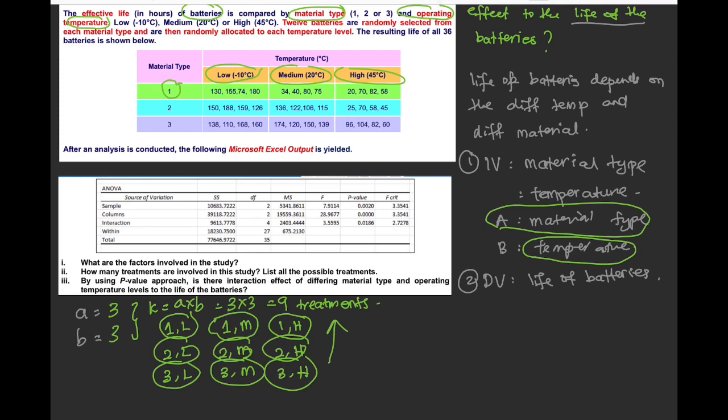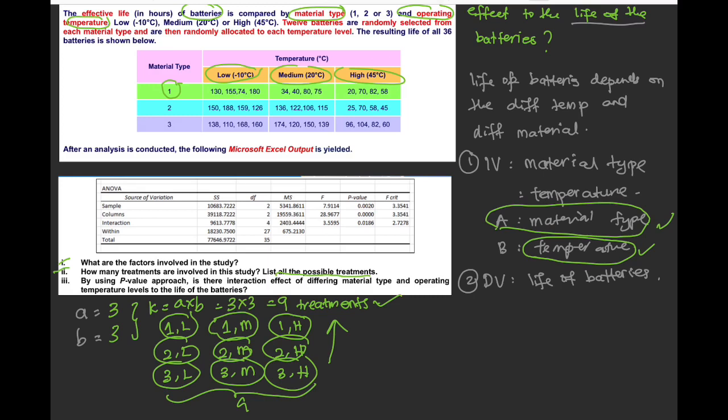Right. So if you look at the question, what are the factors involved in the study? I've answered this one. Factor A is material type. Factor B is temperature. How many treatments are involved in this study? We have 9. List all the possible treatments. So these are the 9 possible treatments. Okay, this is how you answer the question.